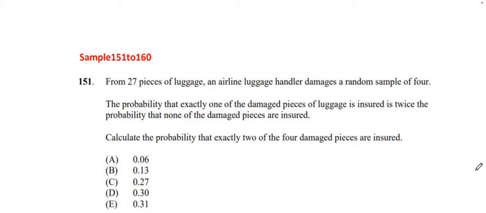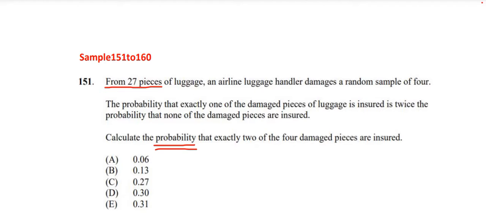Hello. So this is a lecture about sample problems from 151 to 160. For problem 151, we want to find the probability. Here we have 27 pieces of luggage in total.